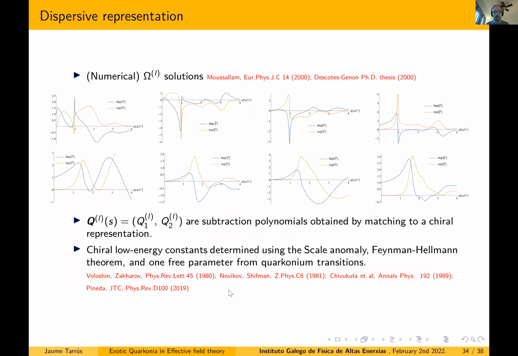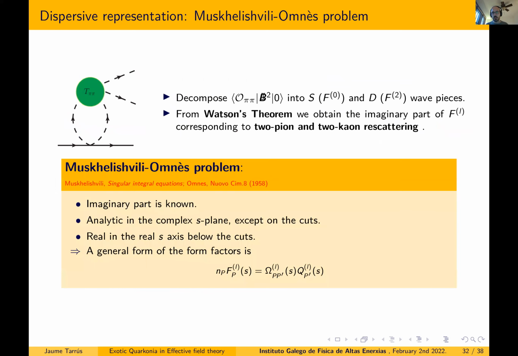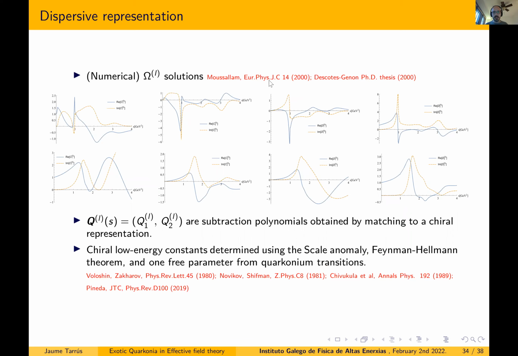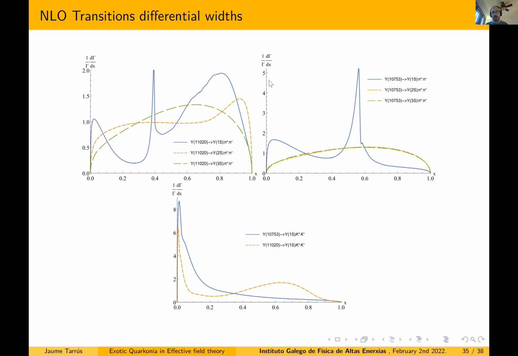require that for a small s, this matches a chiral representation of the form factor. This kind of representation depends on some low energy constants, in particular 3 low energy constants, and these can be determined up to some uncertainty from the scale anomaly in the Feynman-Hellmann theorem. And there is one free low energy constant left, which can be determined from 2 pion quarkonium transitions, where a similar matrix element to this one also appears. And with this, we also have everything determined, and one can compute, for example, these differential widths for the transitions.